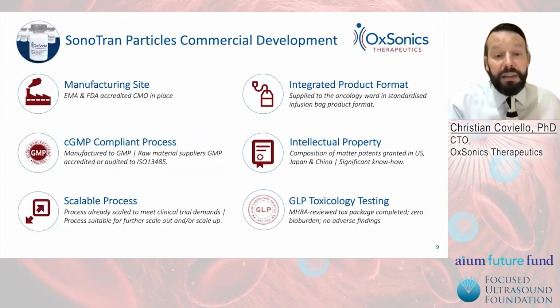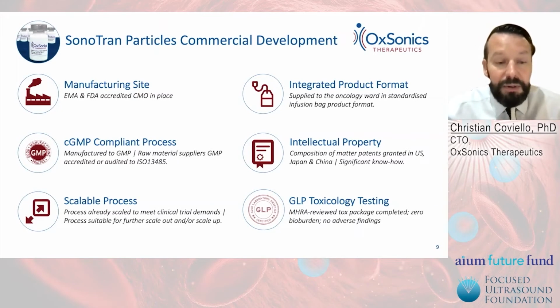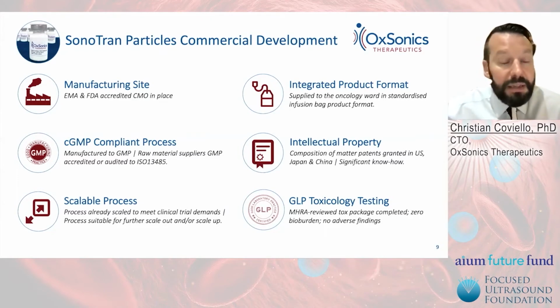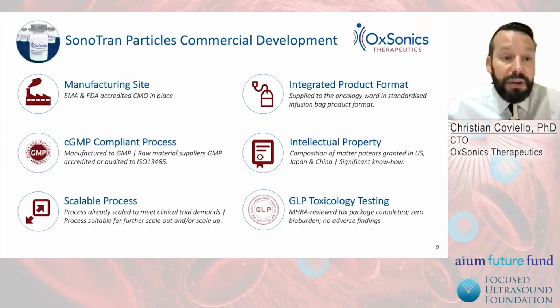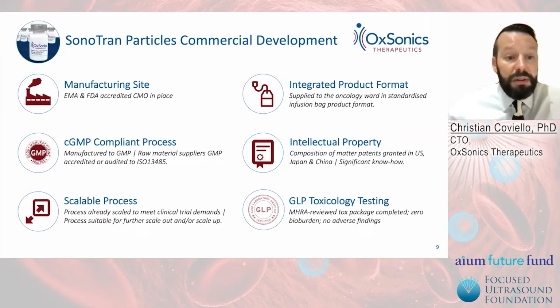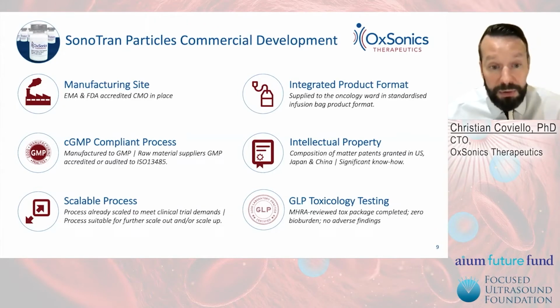At the initial stage, when we spun out the company, we had to take the formulation from a very small scale up to something that can now be used in the clinic. First, we had to find a manufacturing site with the proper accreditations in place. We have a contract manufacturer that is EMA, FDA, and MHRA accredited. We then had to work with them to develop a GMP compliant process, as well as find suppliers that can supply GMP material, or that we've audited to ISO 13485.